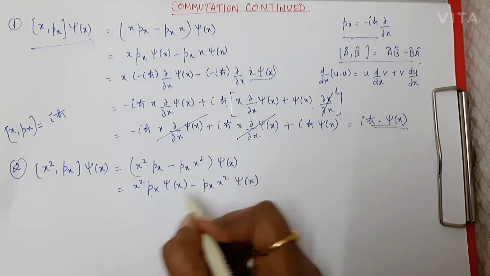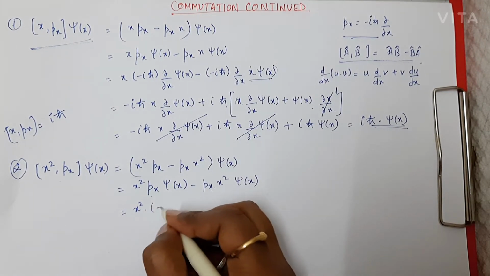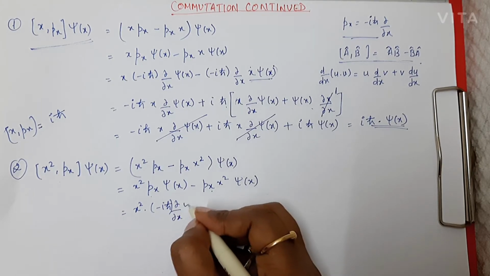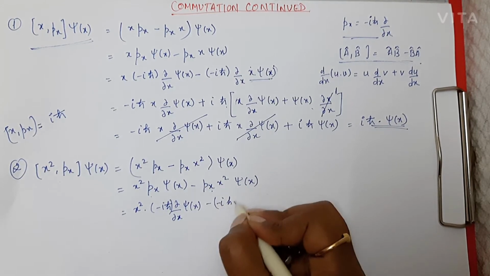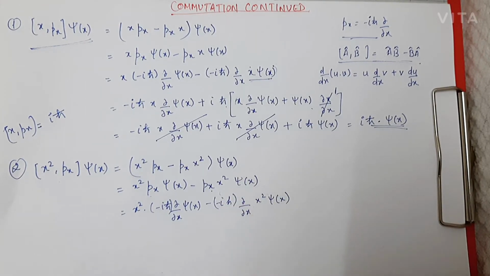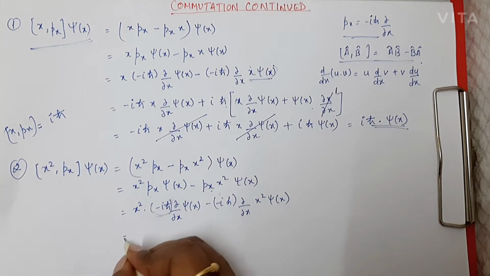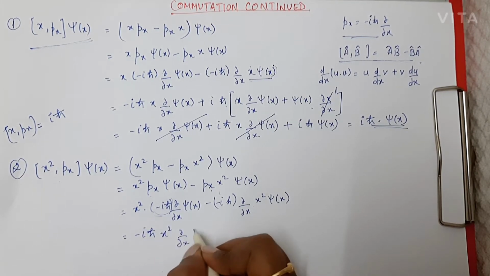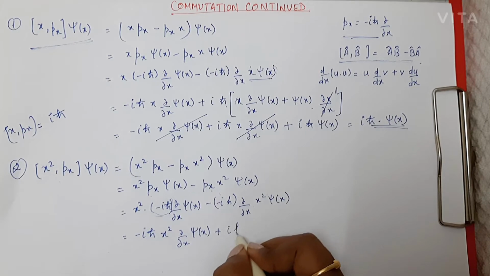Now substitute the value of px here and here, so we will be getting x square multiplied by, instead of px, minus iota h cross del by del x into psi x minus, instead of px, minus iota h cross del by del x, and the remaining will be here x square into psi x. Now this minus iota h cross is constant, so we can write it here, and x square del by del x of psi x will be left here. Minus minus will become plus iota h cross.